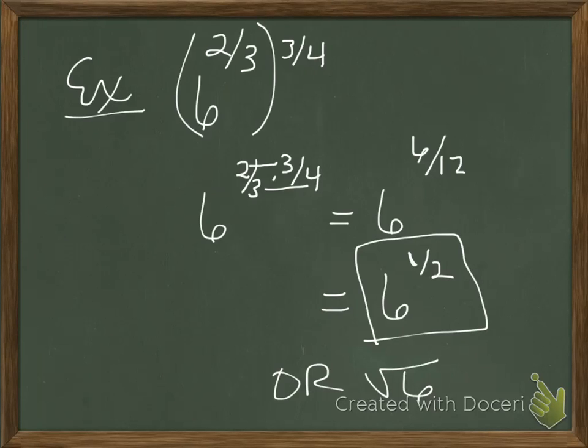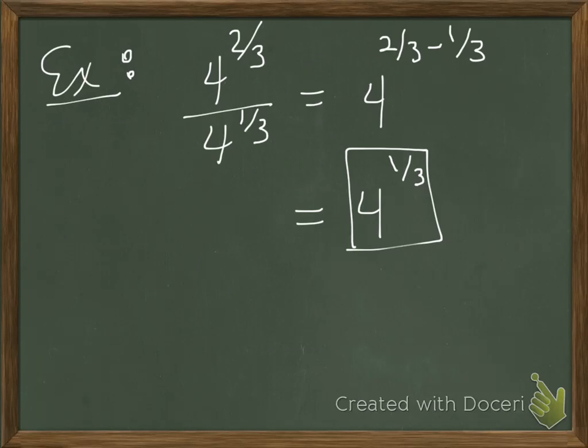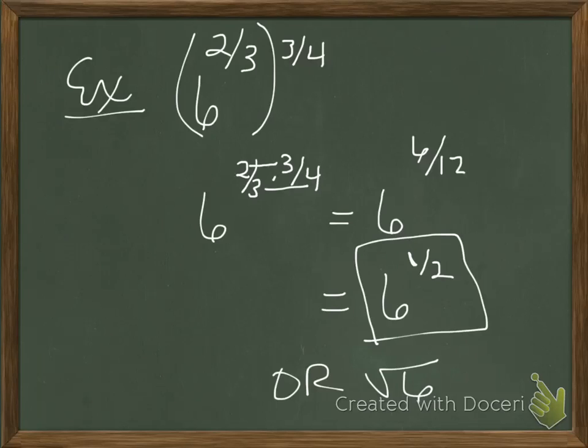Let me try that again. Let's go back a couple pages. So first example, if you have multiplication, you add the exponents. If you have division, you subtract the exponents. And if you have a power next to a power, you multiply the exponents.